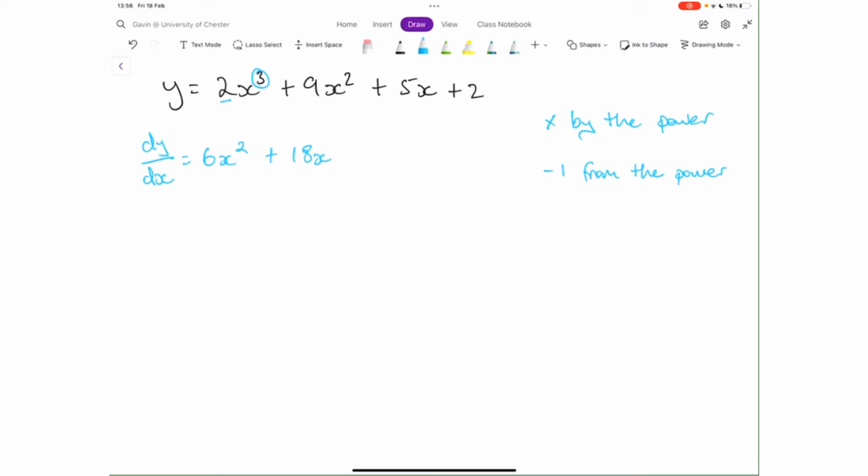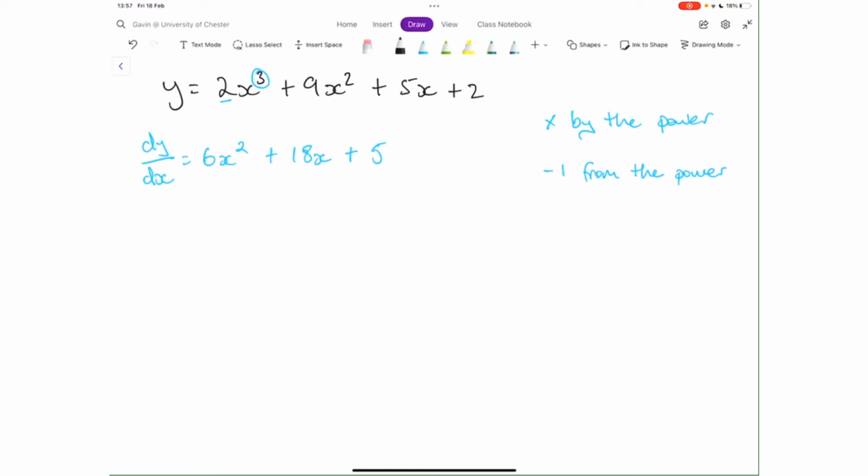Then I move on to the next term. I've got 5x, so that is 5x to the 1, so I multiply by the power, so 5 times 1 is now 5, and I take 1 off the power, which will be x to the 0. Of course, anything to the power of 0 is 1, so I leave that out. And then I remove the whole number here. We remove that when we perform the process of differentiation.